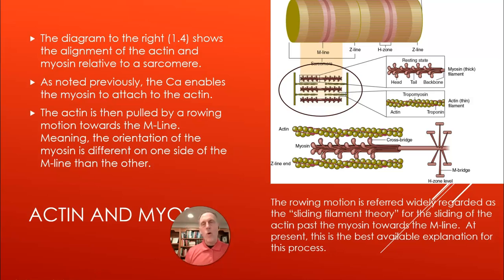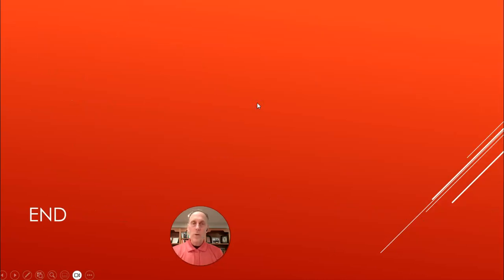This is regarded as, and widely accepted at this point until somebody proves it wrong or right, the sliding filament theory, because the filaments of actin are being pulled closer to one another and sliding over the myosin because of the cross bridge attachment, and they're pulled towards the M line. At present, this is the best available explanation for this whole process. And quite frankly, I think it encapsulates a very complex process in a very simple kind of way.